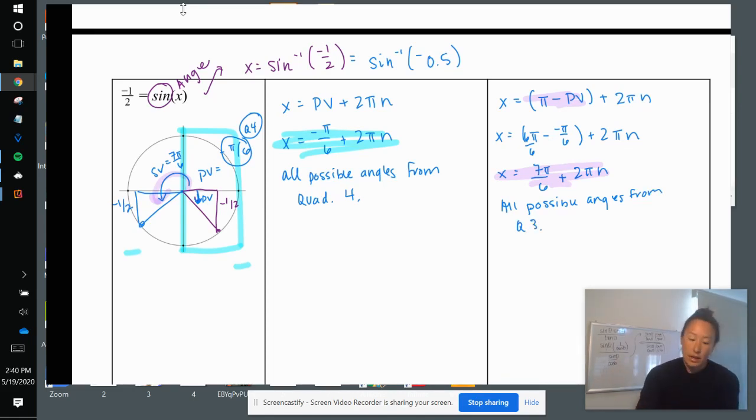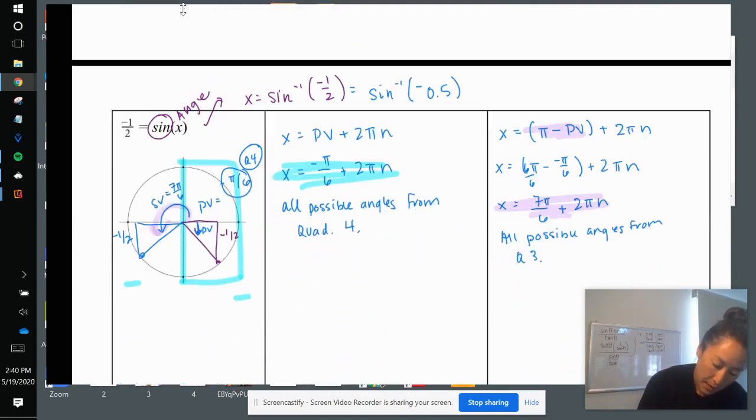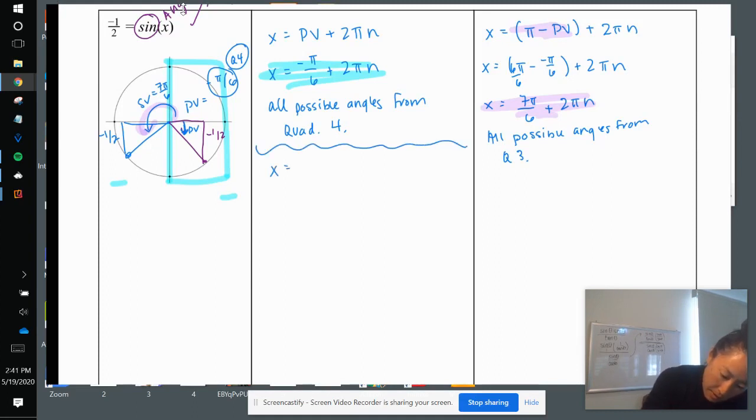Okay. All right. The next thing. So we solve for all possible angles. That's number 1. Now we need to solve for all angles between negative 2 pi and 2 pi, basically. All right. So this is what we do. We're looking for all of the coterminal angles. So I'm going to take my equation, negative pi over 6 plus 2 pi n, and I'm going to use any integer.